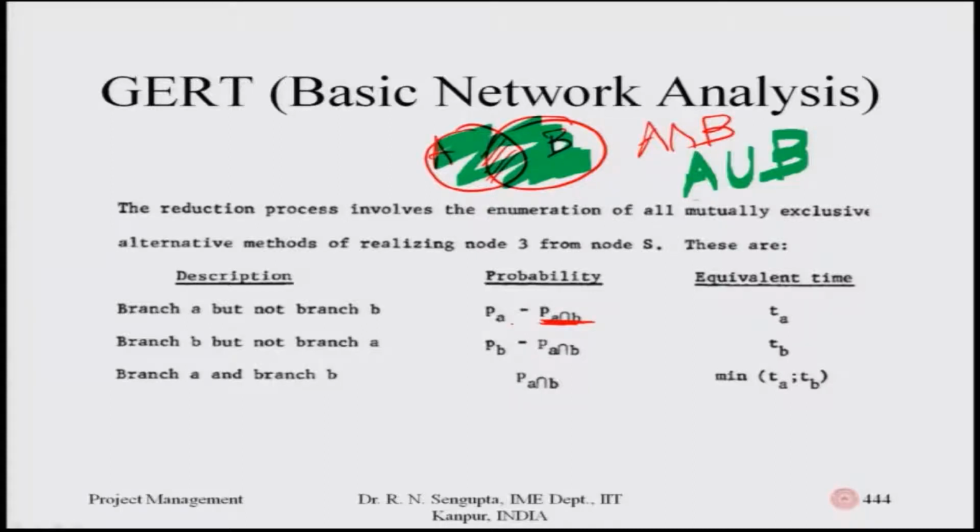Similarly, when I come to branch B, not branch A, it becomes again a simple logic that the time would be corresponding to T suffix B. And the last one, which is the last row, branch A and branch B, technically means an intersection. Hence, as per the concept of the logic of exclusive OR, inclusive OR and AND, it would basically be simply the minimum of the two values, T A comma T B.